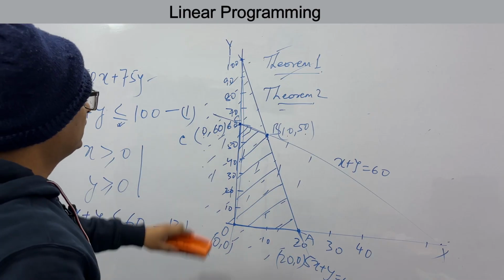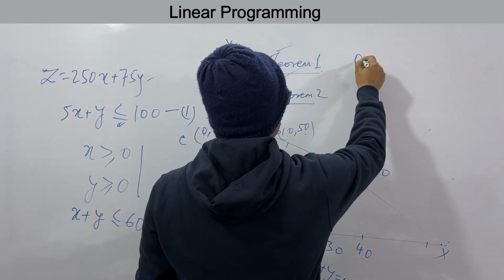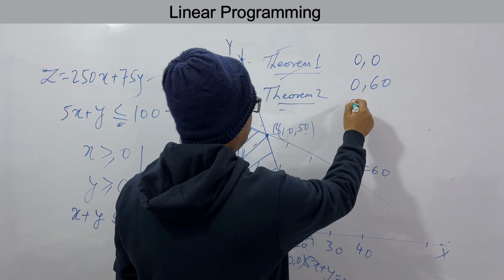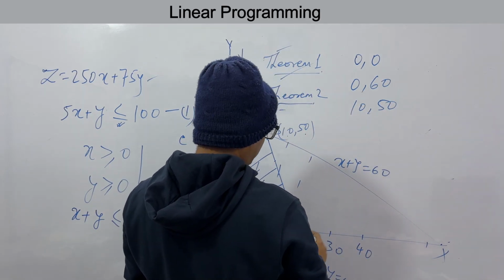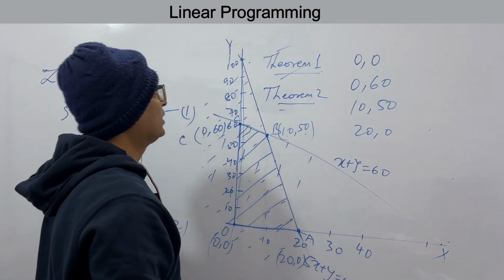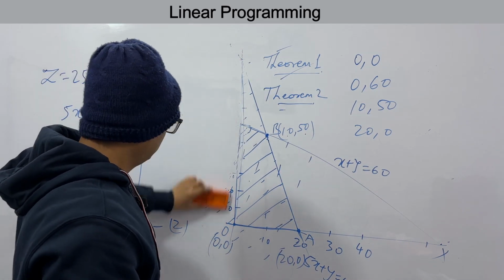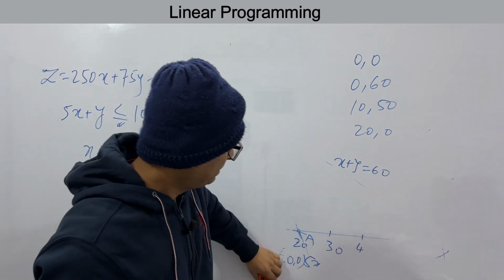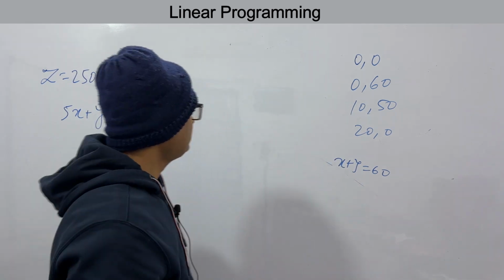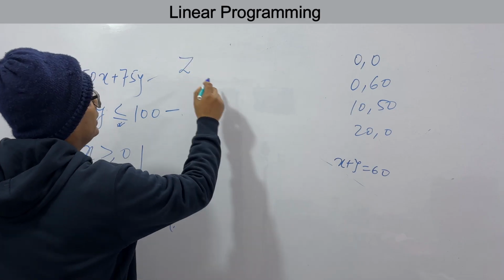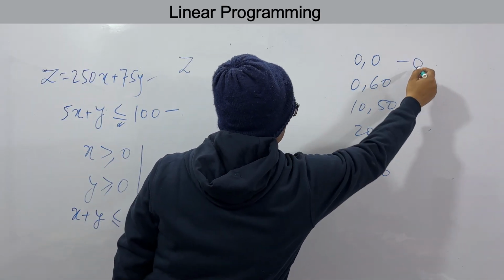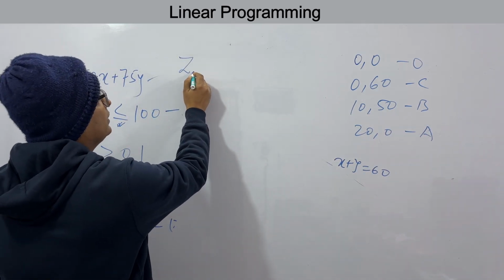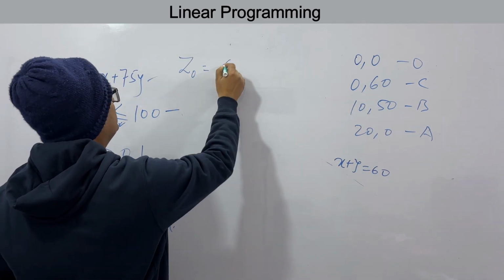We have 4 points, that is, first is 0 0, then we have 0 60, then we have 10 50, and then finally we have 20 0. These are the 4 corner points. Now I'm rubbing this. Okay, we'll see our result. See, what is the value of z at, this is our O point, this is C point, this is B point, and this is A point. So what is the value at O, this point? This will be 0.